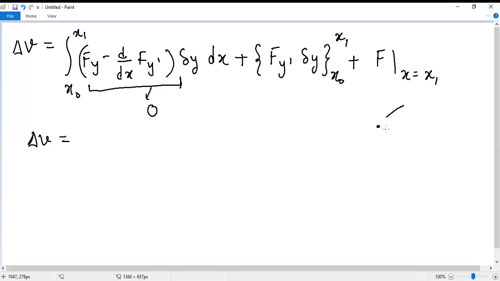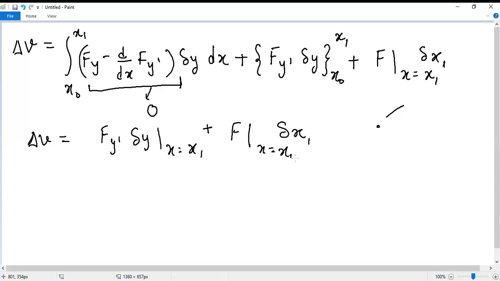So whatever extremals we are considering, at the point x naught all will take the value y naught. Therefore the variation at that point goes to 0, and hence we are left with f y dash at x equal to x1 into delta y at x equal to x1, because at x naught this delta y goes to 0 and that second term vanishes. So we are left with f y dash into delta y at the point x equal to x1, plus the term f at the point x equal to x1 into delta x1.